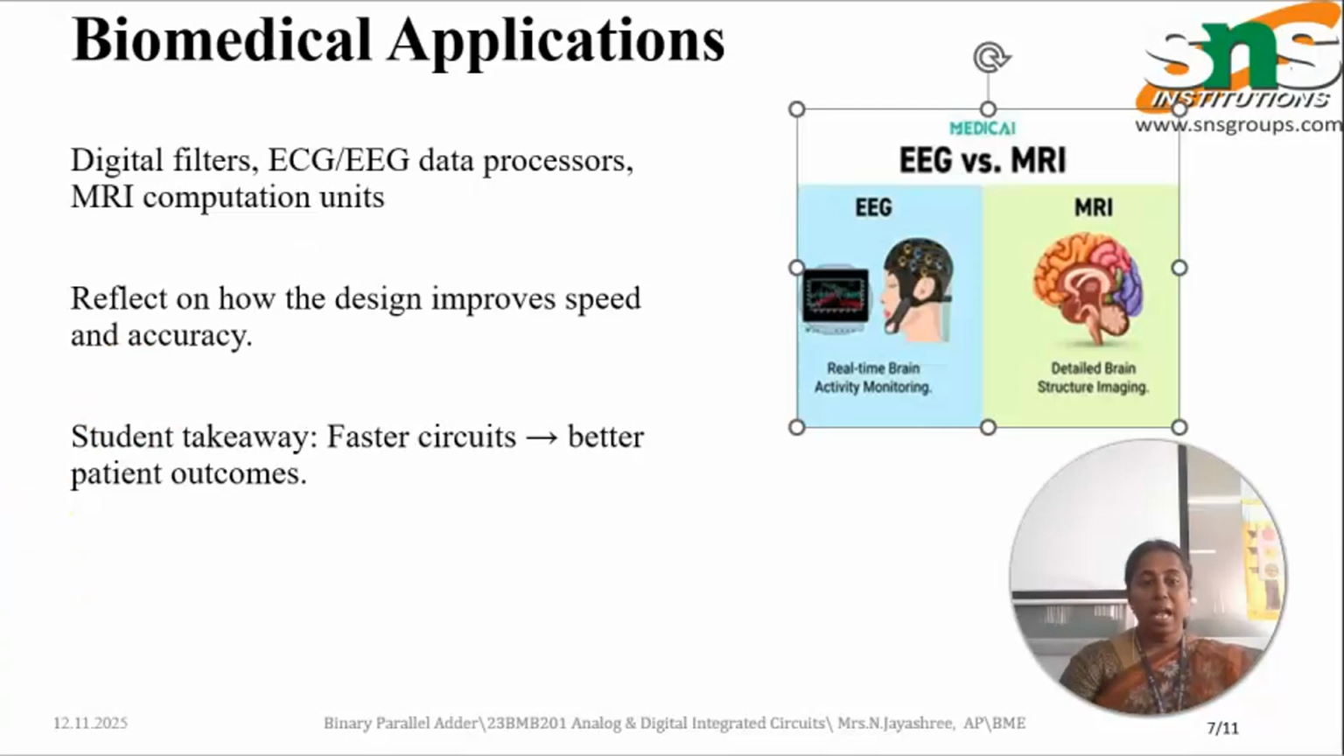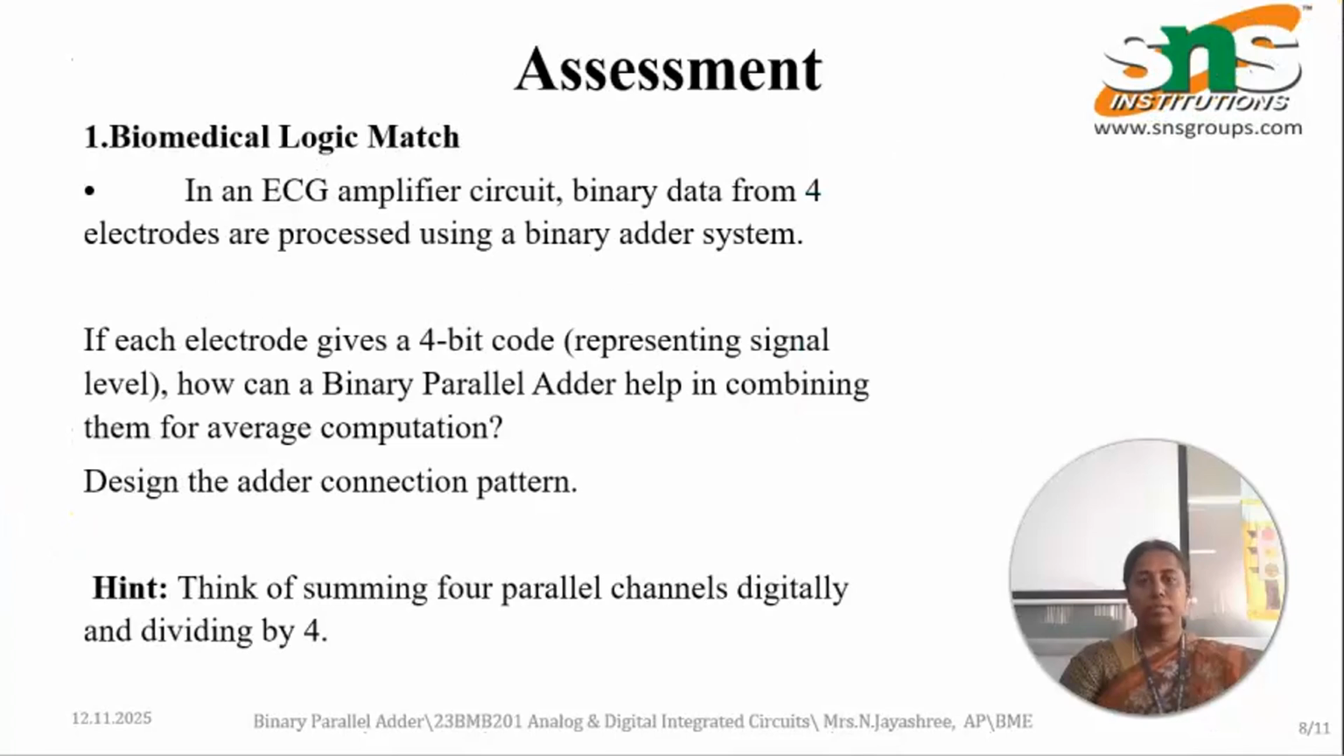Let us see the assessment. In an ECG amplifier circuit, binary data from 4 electrodes are processed using the binary adder system. If an electrode gives a 4-bit code, how can the binary adder help in combining them for average computation? Thinking of summing them with a 4-bit parallel adder digitally and dividing by 2.